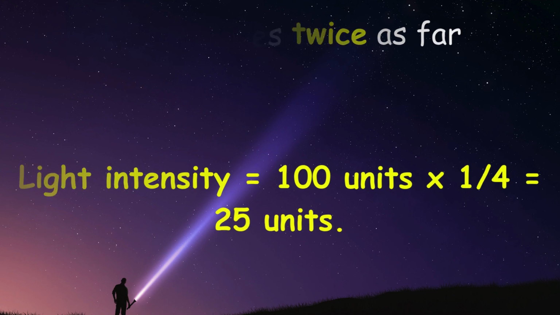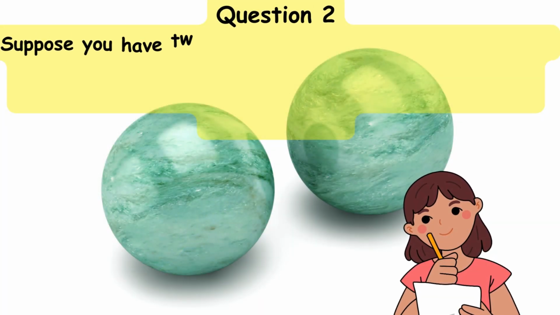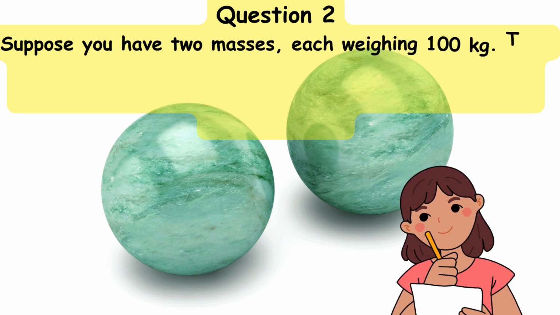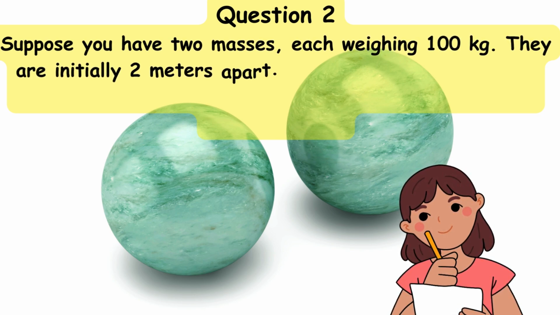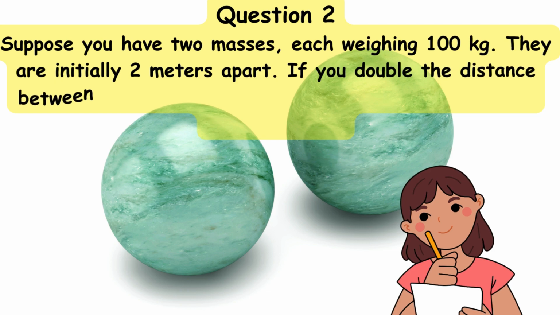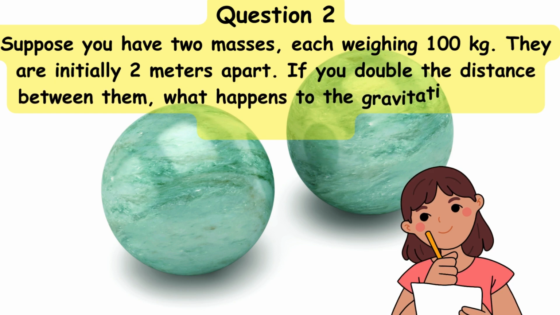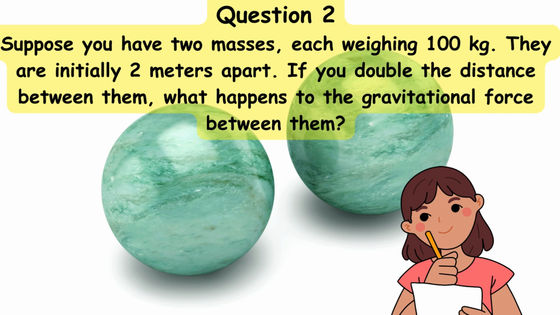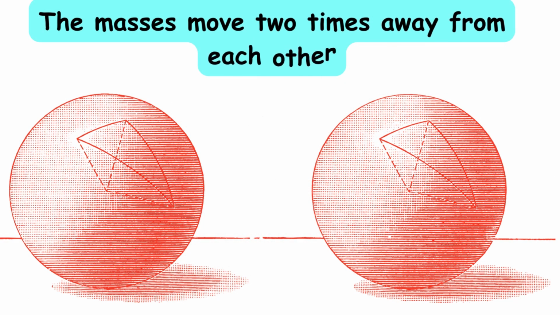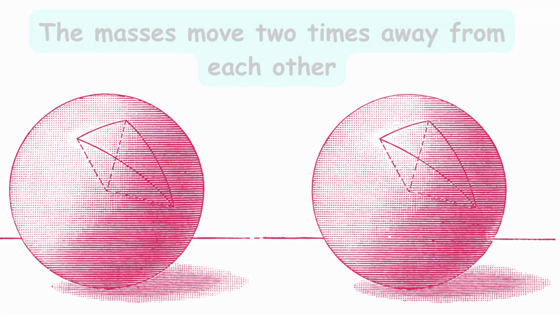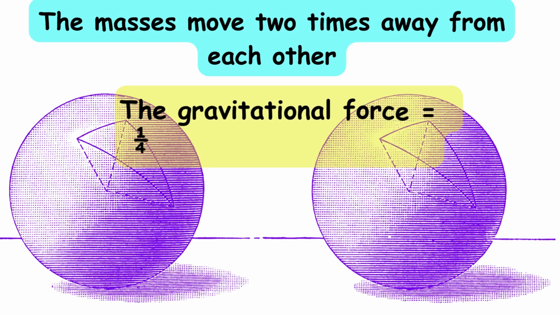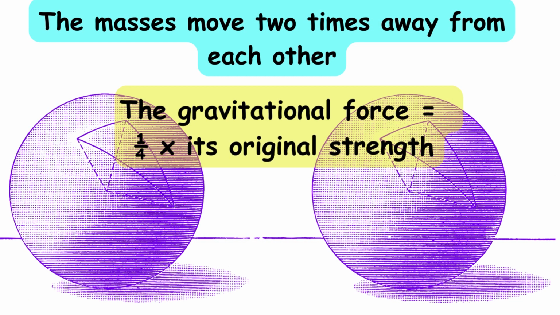Question 2. Suppose you have two masses, each weighing 100 kilograms. They're initially 2 meters apart. If you double the distance between them, what happens to the gravitational force? If the masses move 2 times away from each other, the gravitational force will be equal to 1/4 times its original strength.